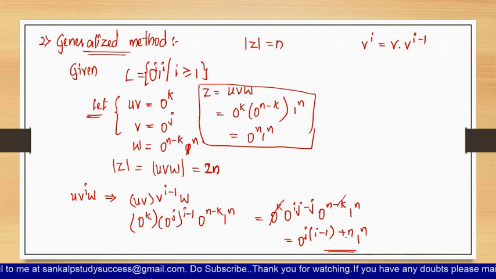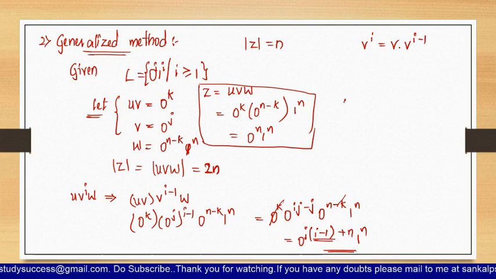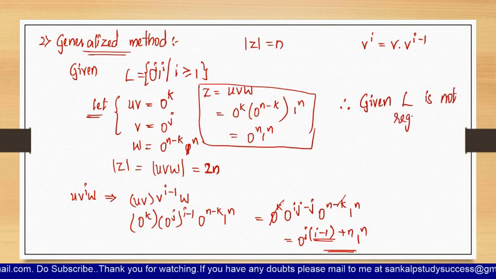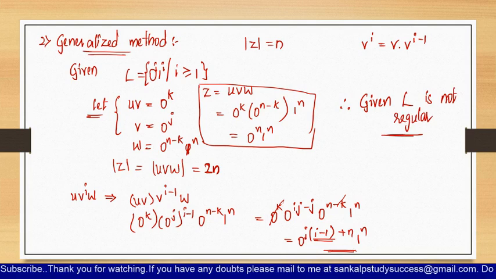That means what? Here we are adding something to this n. That means the length of mod z is greater than 2n. So therefore we can say that the given language is not regular. The given language is not regular because the length of our z is 2n, but if you solve this, we have assumed that it belongs to L. But the length of this z is greater than 2n, which does not belong to L. That means it is contradicting our statement. So the given language is not regular.